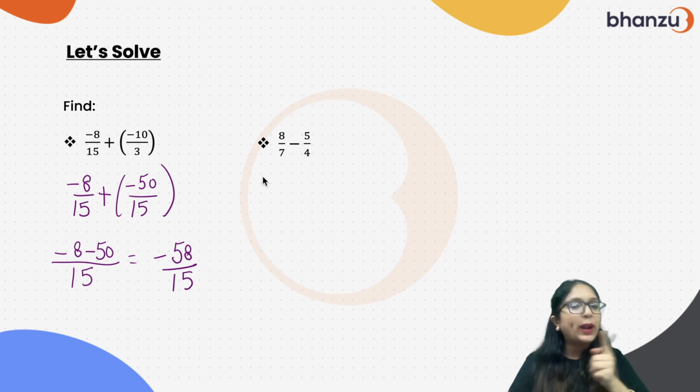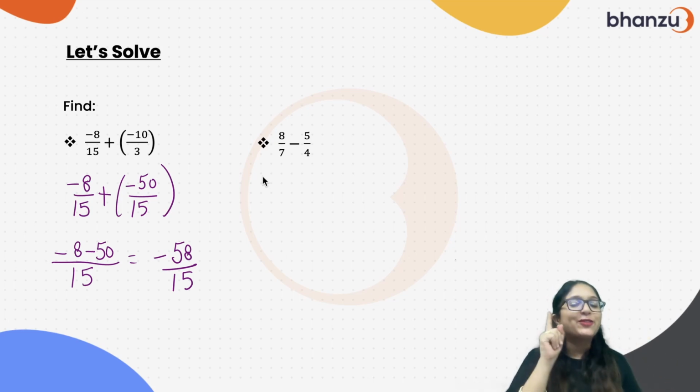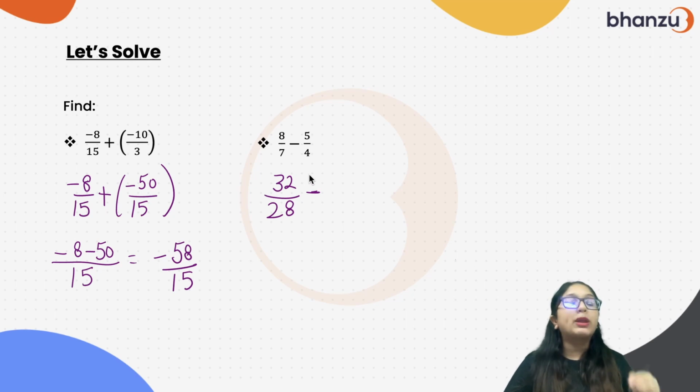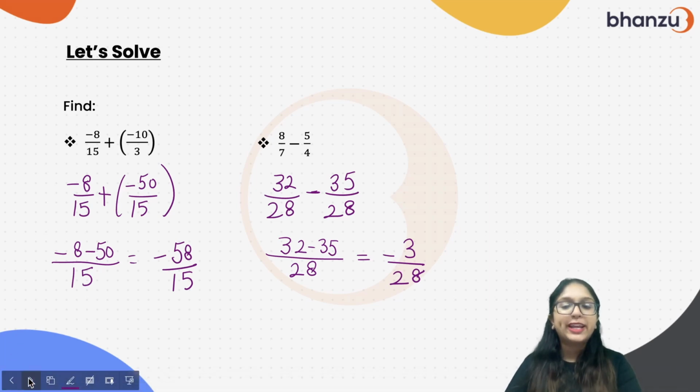The LCM of 7 and 4 is 28. Okay, so let's multiply the numerator and denominator by 4. In the first fraction, you will multiply by 4. So we are going to get 32 over 28. And what about the next one? You are going to multiply the numerator and denominator by 7 here. So this is going to be 35 over 28, right? And you could have written the additive inverse also if you remember. Now we will be writing 28 in the denominator, 32 minus 35, which is equal to minus 3 over 28. Okay, clear? So now we will see the multiplication question.